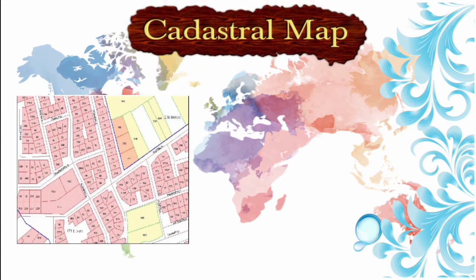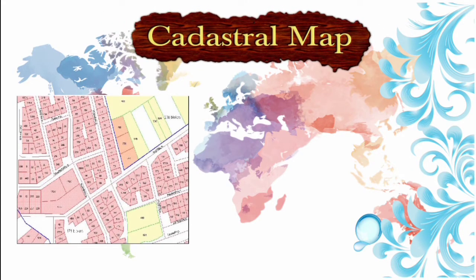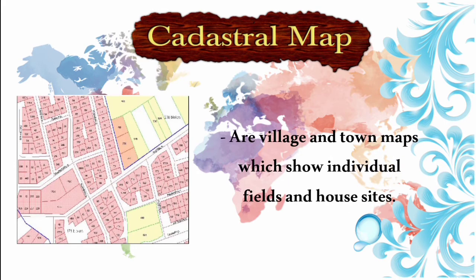Some examples of large scale maps are cadastral maps, the maps which are used in real estate. Cadastral maps are village and town maps which show individual fields and house sites. So the cadastral map shows the details about small areas like an individual field or an individual house site.